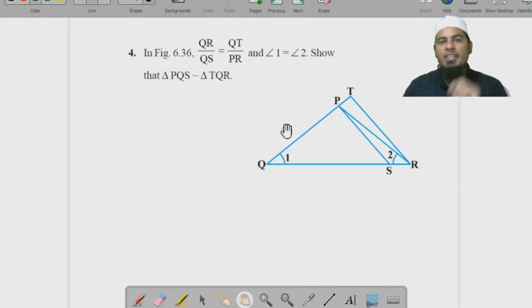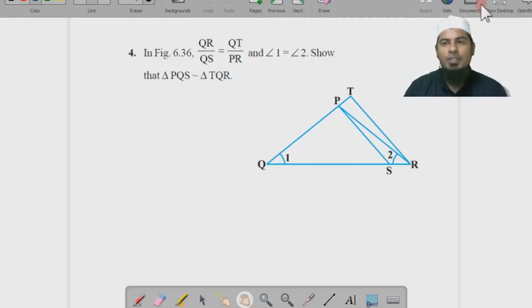Yes, here's the question. In figure 6.36, QR by QS is equal to QT by PR, and angle 1 and angle 2 in the figure are equal. We need to prove these two triangles are similar: triangle PQS and triangle TQR.